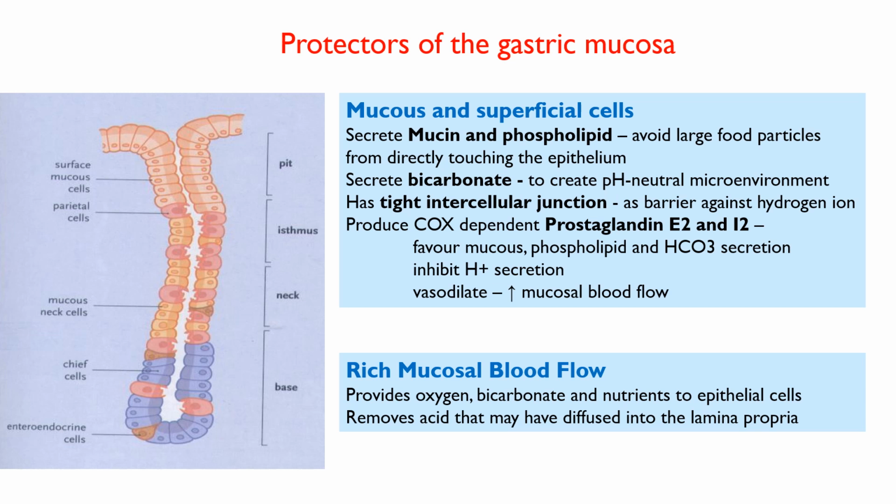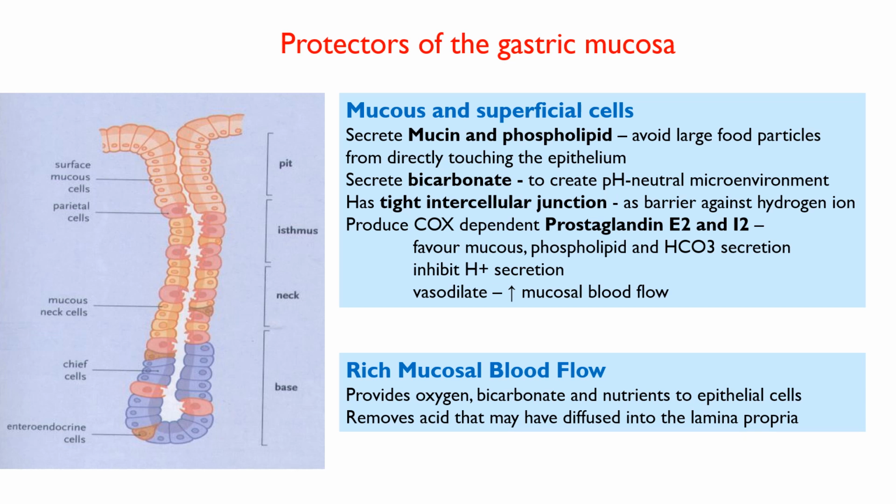It is important to note the major protectors of the gastric mucosa. Mucus and superficial cells secrete mucin and phospholipid, which avoid large food particles from directly touching the epithelium. They also secrete bicarbonate that creates a pH-neutral microenvironment in the middle of a very acidic gastric juice.